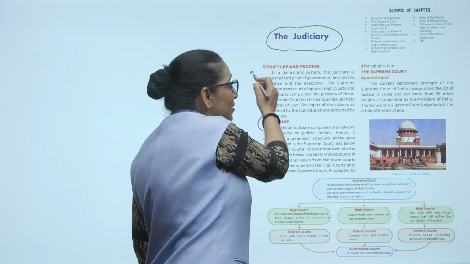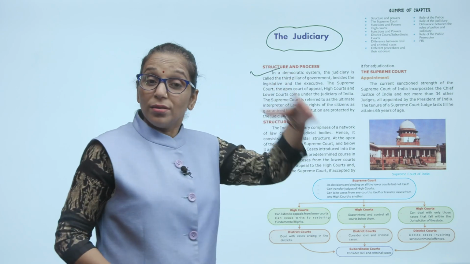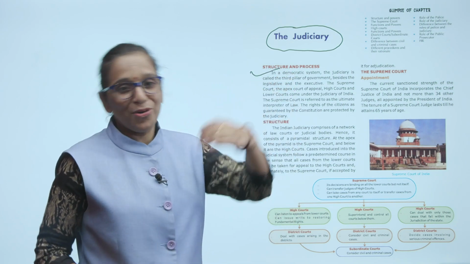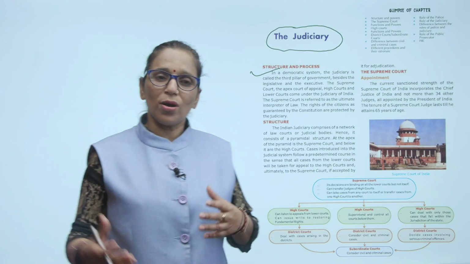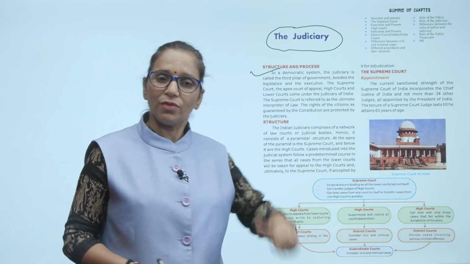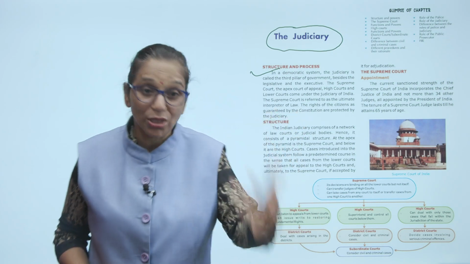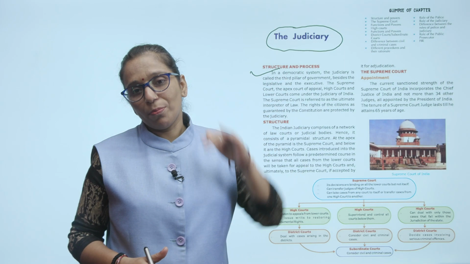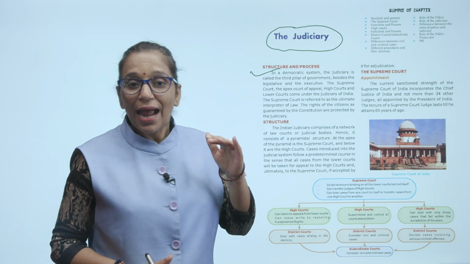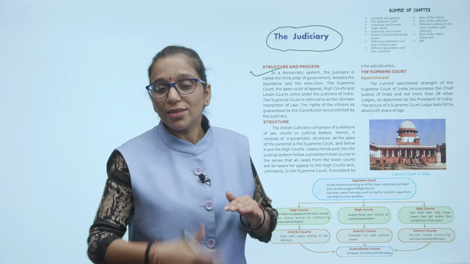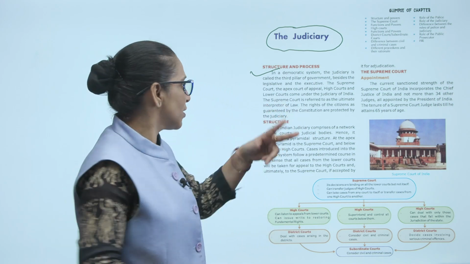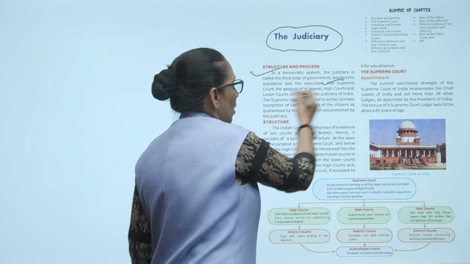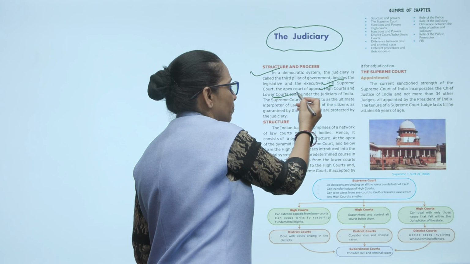In a democratic system, the judiciary is called the third pillar of government, or you can say the third organ of government, where we have the legislative, the executive and then the judiciary. The Supreme Court, the apex court of appeal, high courts and the lower courts come under the judiciary of India. Means we have three systems: Supreme Court, High Court and the lower court.